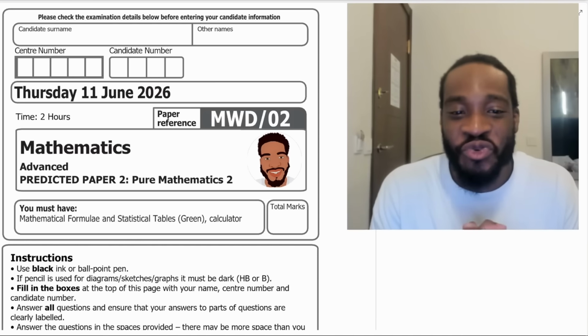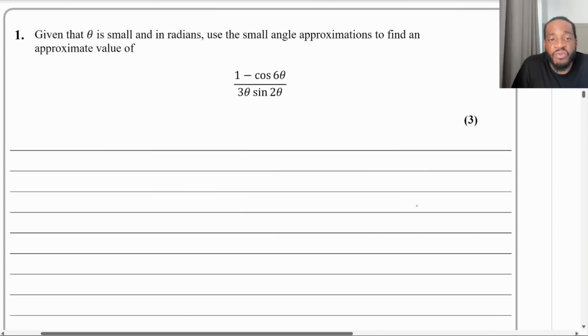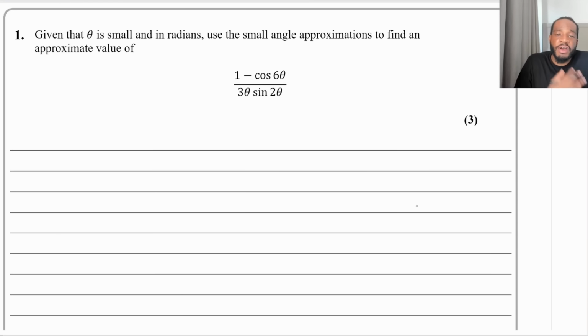Let's get into the walkthrough. All right, so it says, given that theta is small and in radians, use the small angle approximations to find an approximate value of (1 minus cos 6 theta) over (3 theta sine 2 theta), for 3 marks.